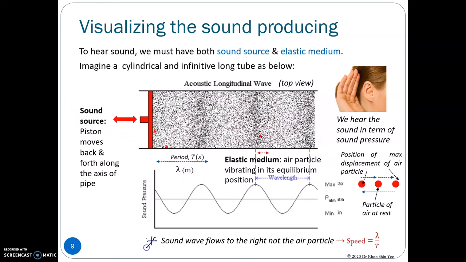So it's very important for you to know that the sound wave flows to the right hand side here, not the air particle. The speed of the sound wave can be measured by using this formula, which is equal to the wavelength in meter unit divided by the period in second. So the speed is in meter per second. In simple terms, wavelength is the distance for one cycle. So you can take the distance from peak to peak here, and this distance is called the wavelength. And the time taken for this one cycle is called the period.